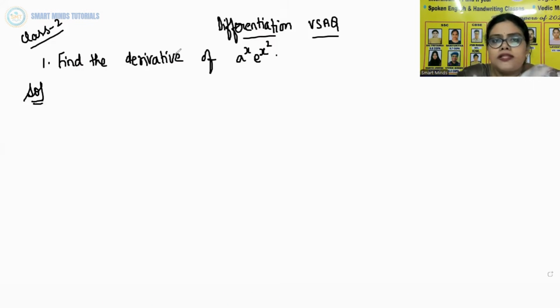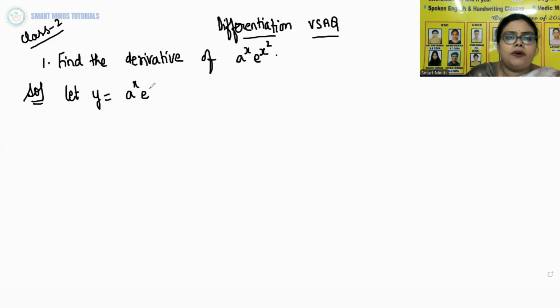Hello, so let us get started with differentiation VSAQs today. Find the derivative of a^x e^(x^2). Let us take y = a^x e^(x^2). You can see it is a product of two functions, so we apply the uv rule here. We take u as the first function, v as the second function.